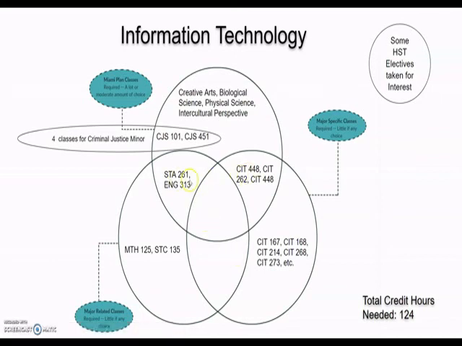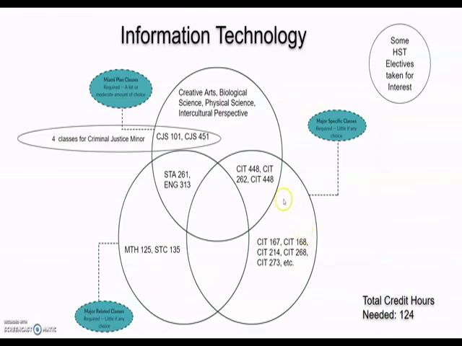In the overlaps, it's important to take a look and see what's going on here. Statistics 261 and English 313 are both required for the CIT major, and they're also both Miami Plan classes. Statistics 261 is a formal reasoning class, and English 313 is technical writing. These classes, pre-calculus and public speaking, are not Miami Plan, so they belong in this part of the circle.